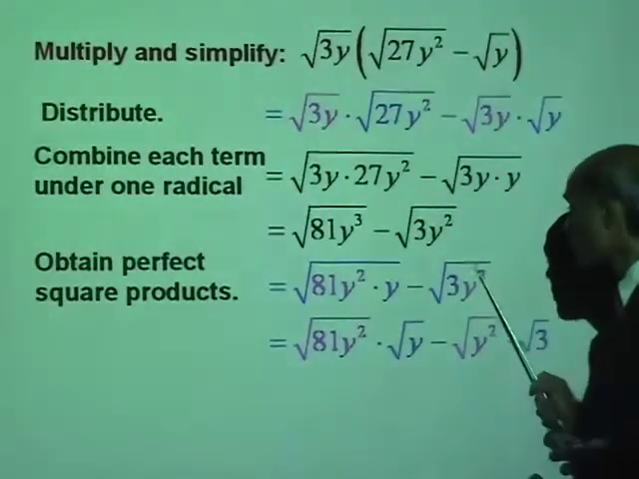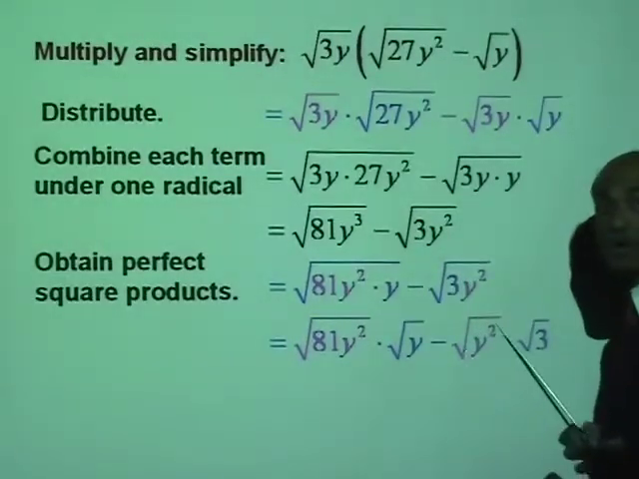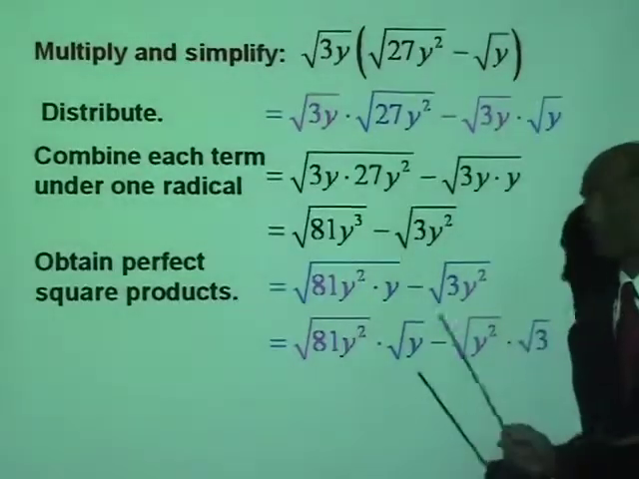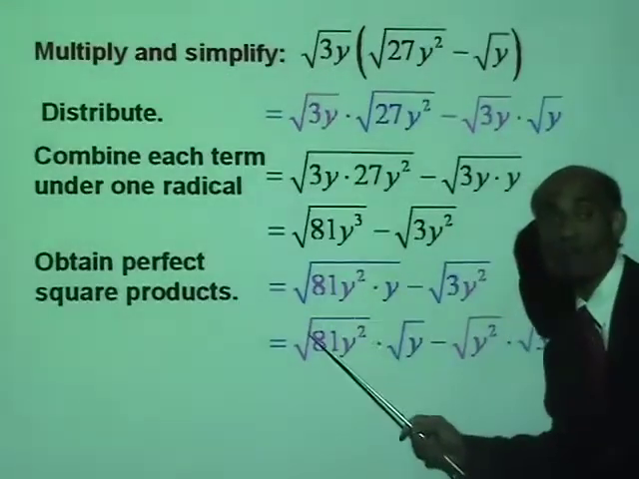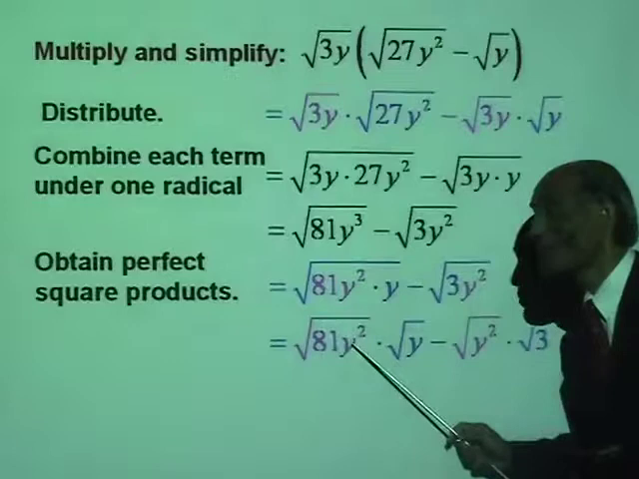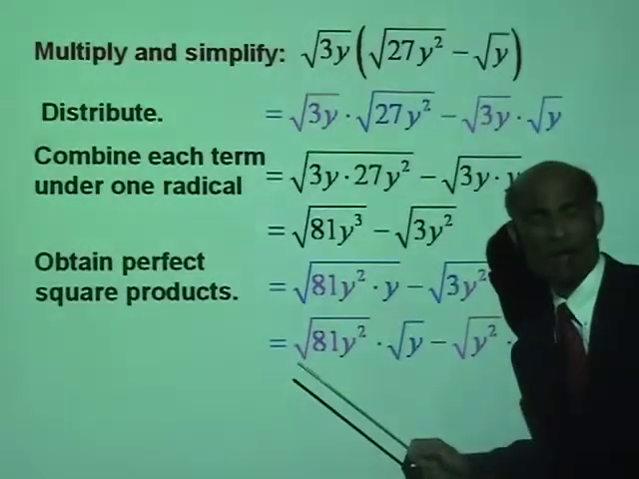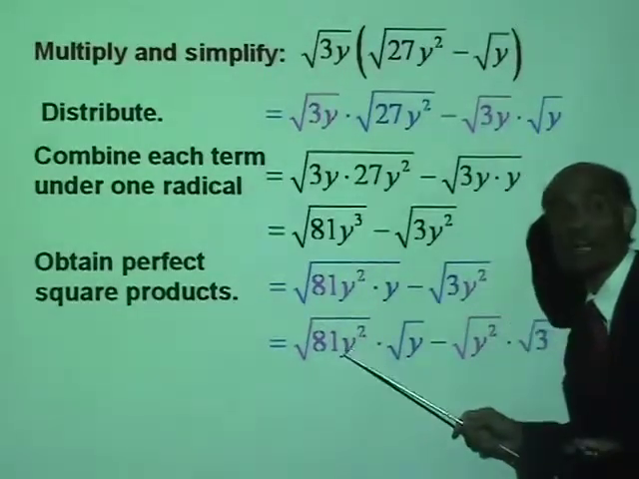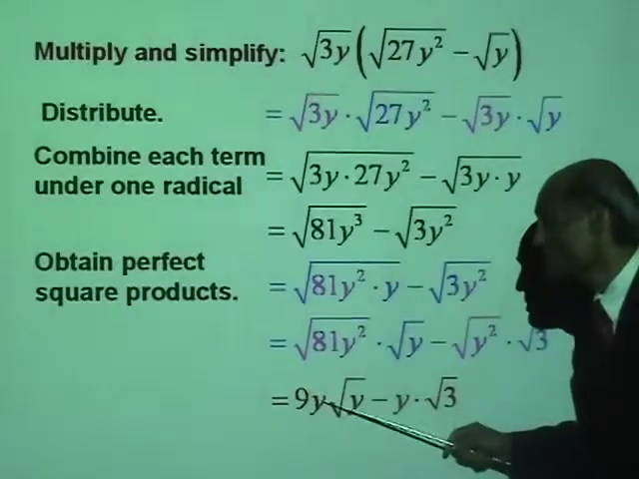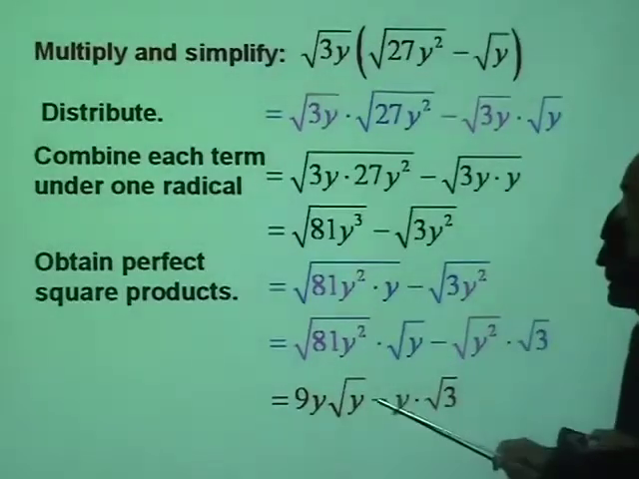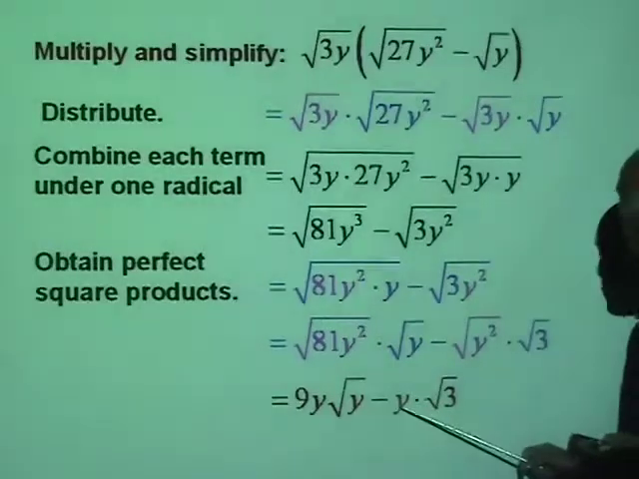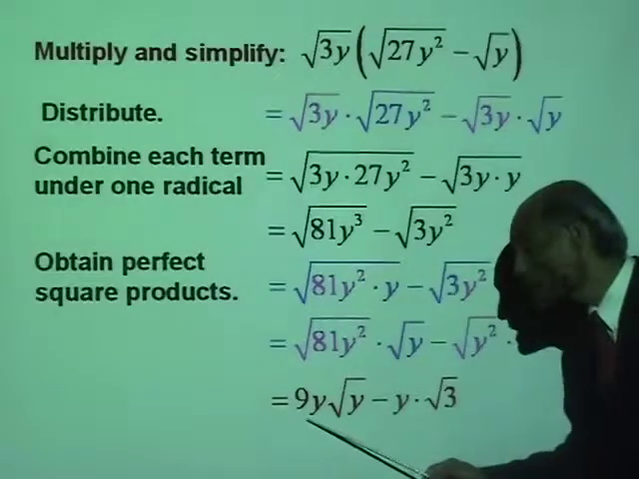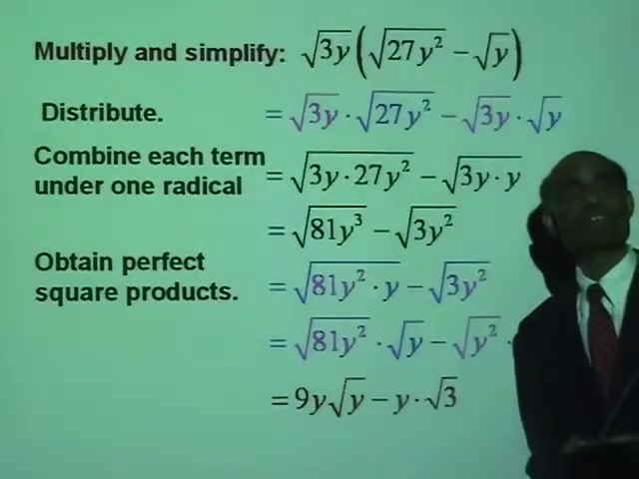Minus square root of y squared, the perfect square, minus times square root of 3. And now work out the perfect square radicals. Square root of 81y squared is 9y. Is that right? 9y times 9y is 81y squared. So this will be 9y square root of y minus square root y squared is y times square root of 3. We cannot do any more simplification on it, so we leave it as such.